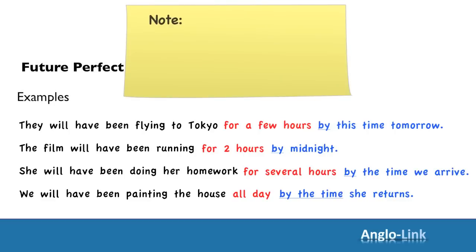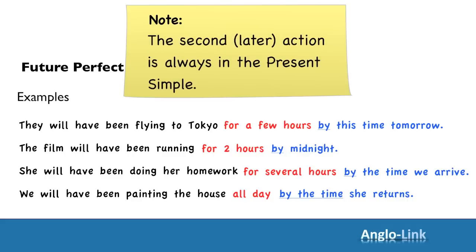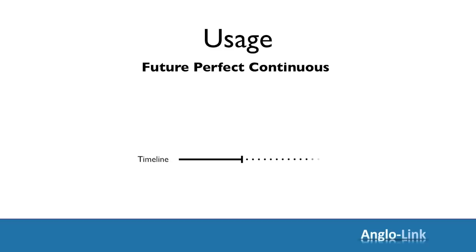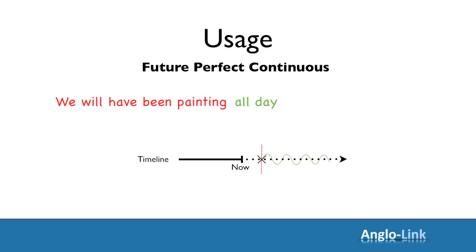Once again, note that the second or later action is always in the present simple tense: by the time we arrive and by the time she returns. Let's have a look at the timeline for this tense. We will have been painting all day by the time she returns.